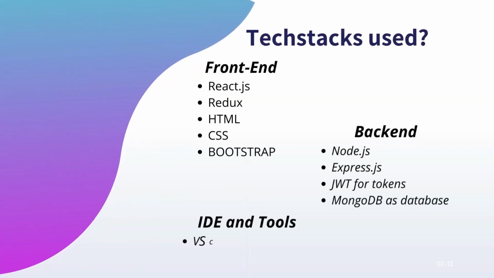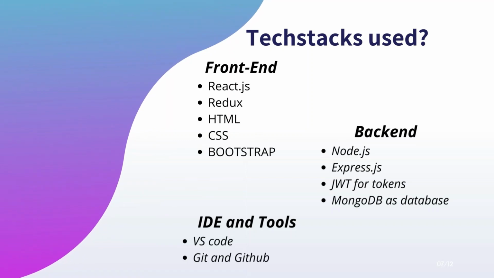Let's have a look at the tech stacks used in this project. Tech stacks for frontend are React.js, Redux for state handling, HTML, CSS, and Bootstrap. For backend, I have used Node.js, Express.js, JWT for tokens, and MongoDB as database. IDEs and tools used were VS Code, Git and GitHub, and also Postman.